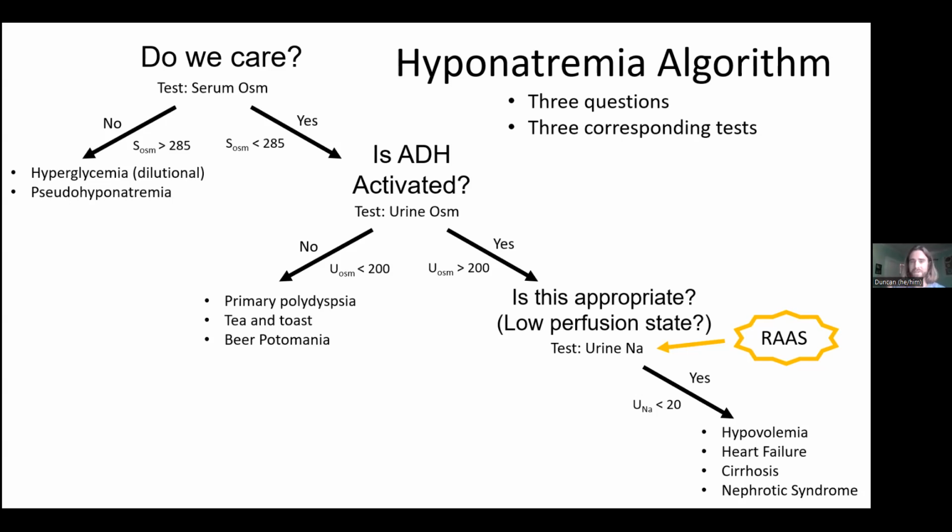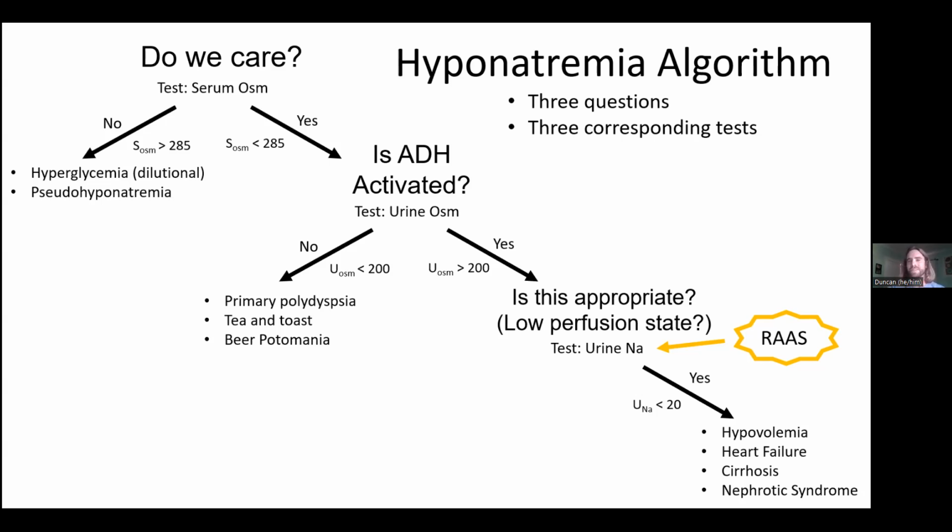Obviously if someone's just dry, and that's the reason why their kidneys are sensing low perfusion, you will see a low urine sodium. But this is also where we get poor perfusion states despite hypervolemia, like heart failure, cirrhosis, and nephrotic syndrome.